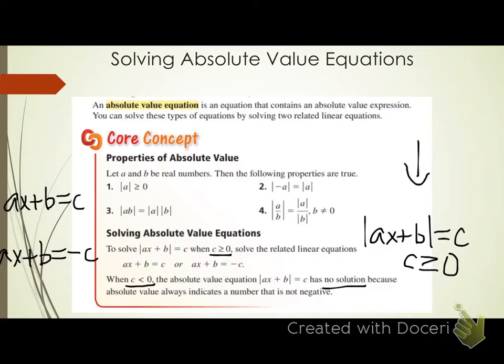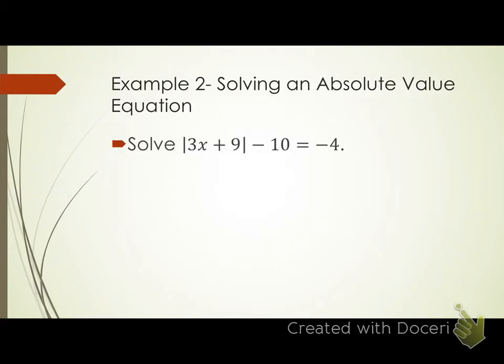So the very, very first thing I need to do when solving absolute value equations is to check and make sure my absolute value is completely by itself. Is my absolute value by itself in this case? What's with it? The minus 10, right? So how would I get rid of a minus 10? Add 10 to both sides. Thank you. So I get the absolute value of 3x plus 9 equals, what's -4 plus 10? 6.